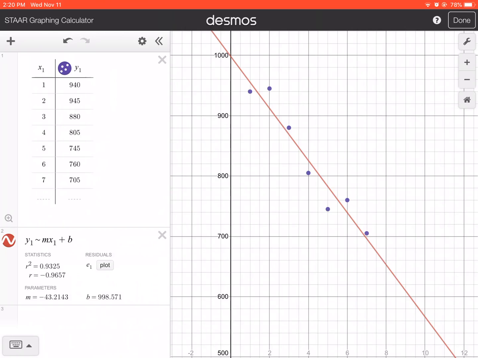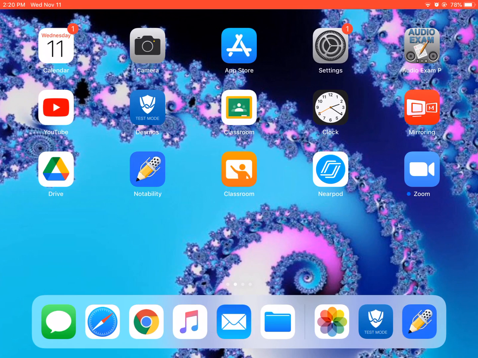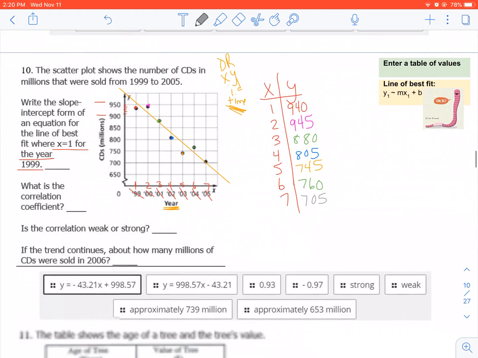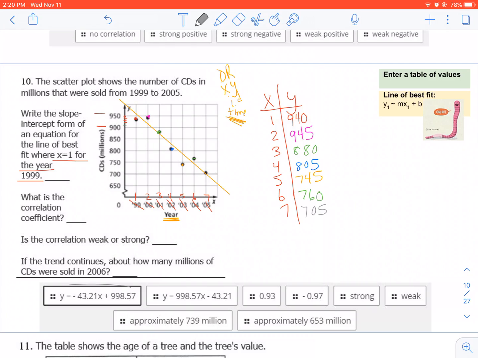So these numbers at the very bottom right here tell us our m, our slope, and our b for our y-intercept. And we're going to go find that on our Schoology at the bottom. There are choices that we can choose from, and there it is. There's our answer that we're going to drag into the spot. What is the correlation coefficient?